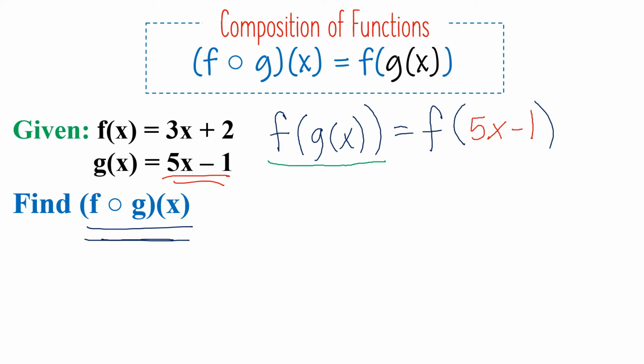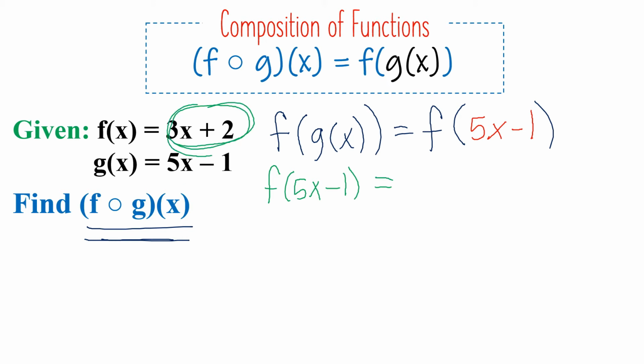Again, dito tayo nanggaling. Pinalitan lang natin yung nasa loob ng parenthesis, which is the g of x, sa kung ano yung value ng g of x. Kaya naging 5x minus 1 yung nasa loob ng parenthesis. Ibig sabihin, ito yung gagamitin natin to solve for f of x is equal to 3x plus 2. So let's write it here. F of 5x minus 1 is equal to 3x plus 2.